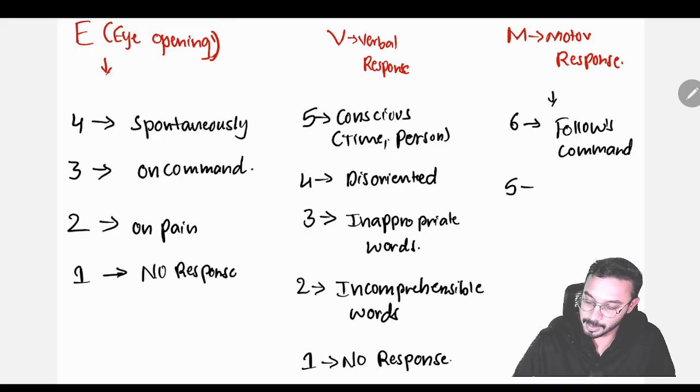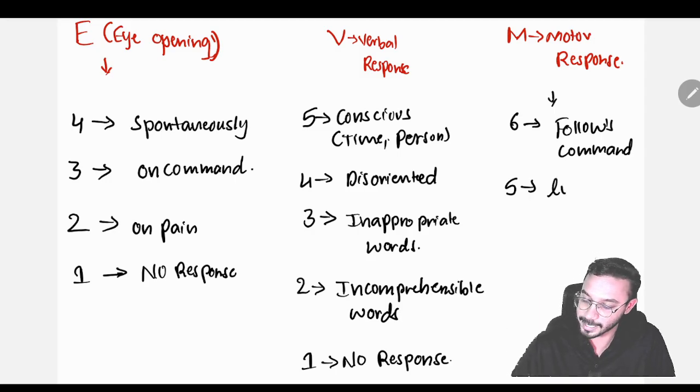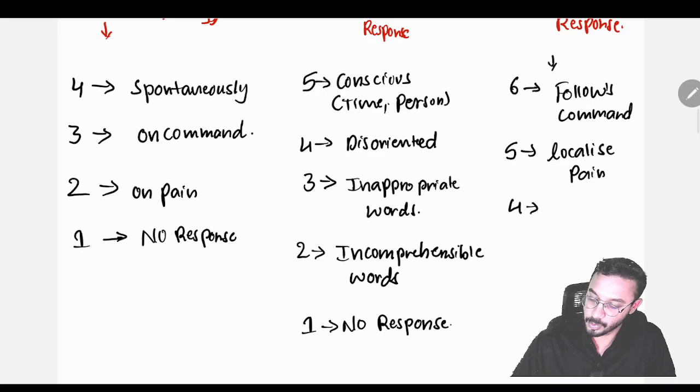And if you ask the person where is the pain, he will tell that I got the pain over here. That is, he is localizing the pain. He is about to show the pain and all. And what is this 4? 4 stands for normal flexion.